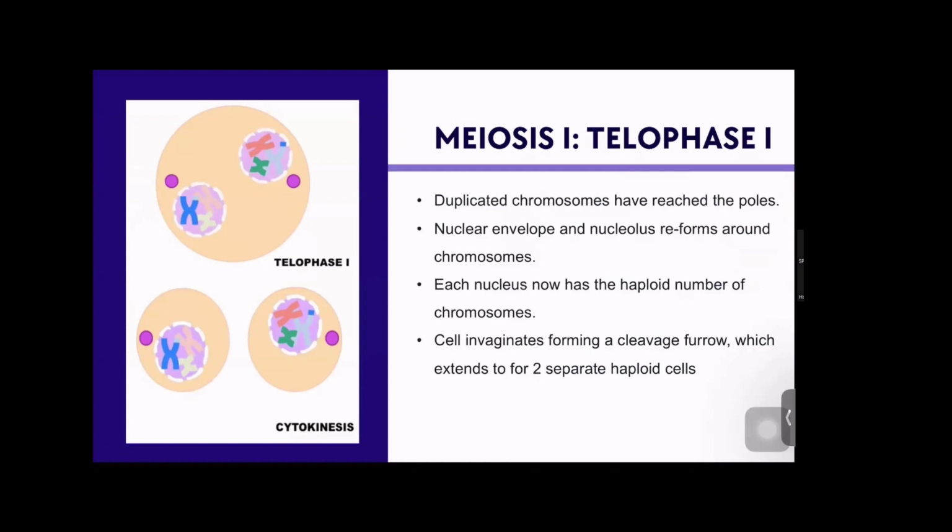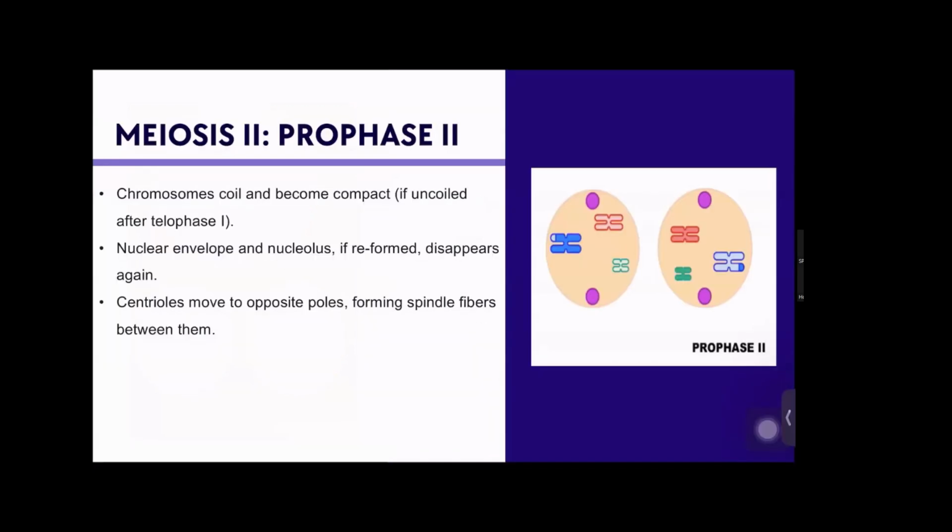The cell would invaginate, forming a cleavage furrow which extends to form two separate haploid cells. So after that, the cell would undergo cytokinesis again that would divide the cell into two haploid daughter cells. So meiosis 1 ends with two genetically different haploid cells.